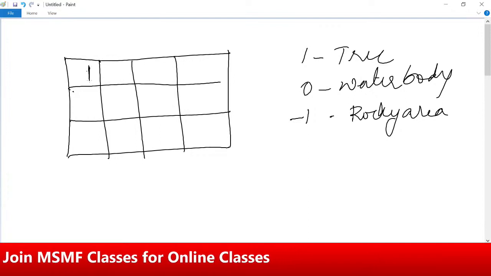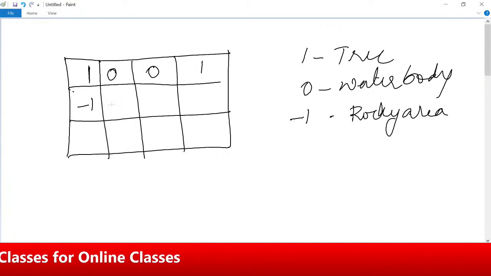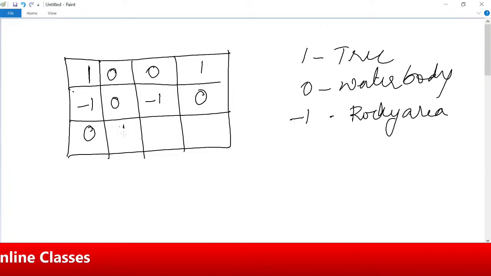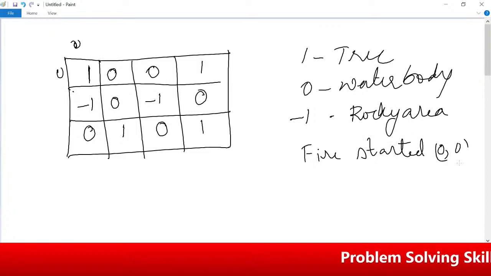And this is a situation: tree, water body, tree, rocky area, water body, tree, water body, and tree. Okay. Assume that the fire started at 00 cell, the northwest corner.